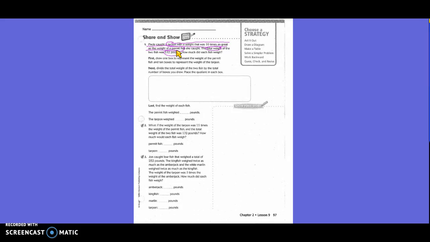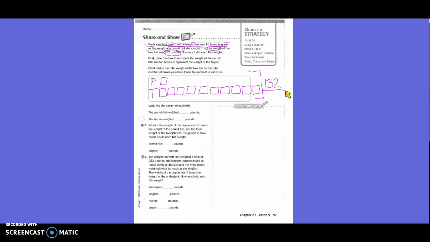Okay, then it says first draw 1 box to represent the weight of the permit fish. So P, right? Yes. With 1 box. Then we want to draw 10 boxes to draw the weight of the tarpon. So T, and then 1, 2, 3, 4, 5, 6, 7, 8, 9, 10, right? And then total weight was what? 132 pounds. Okay? So then we need to find the weight of each fish.